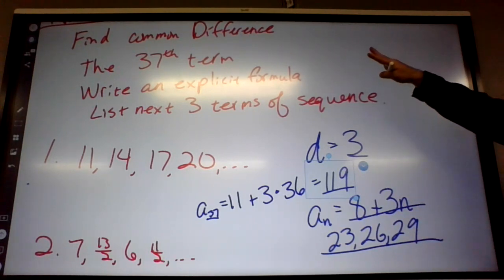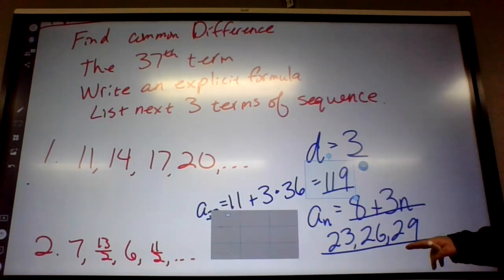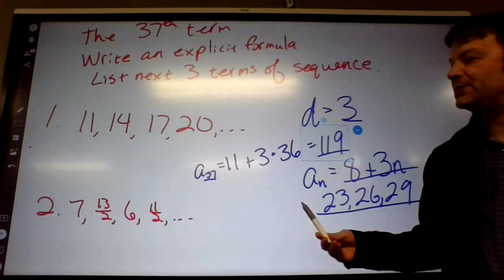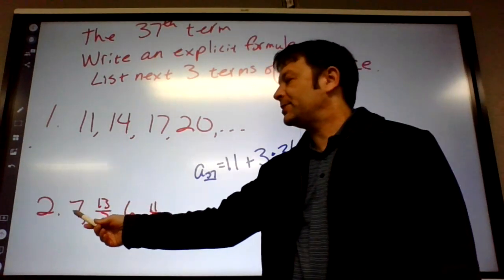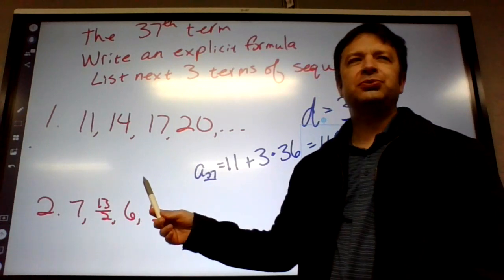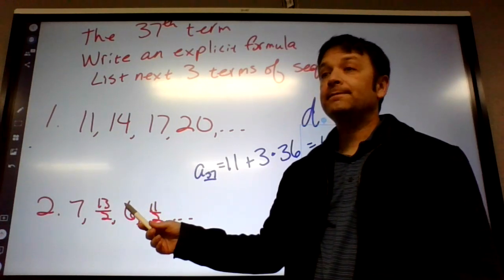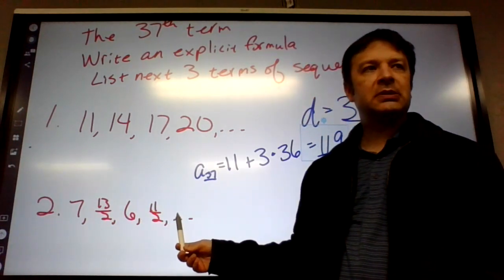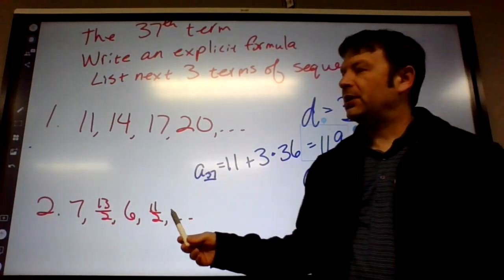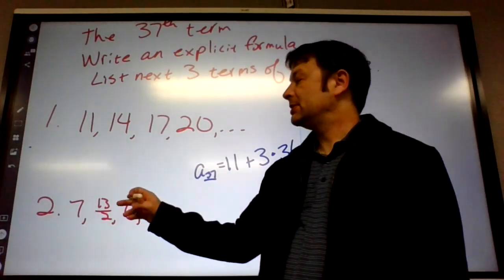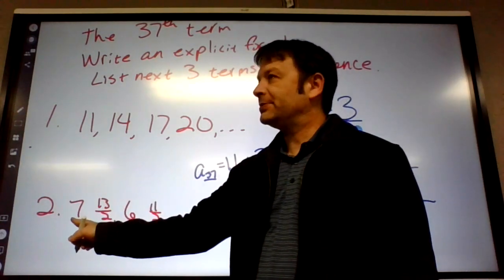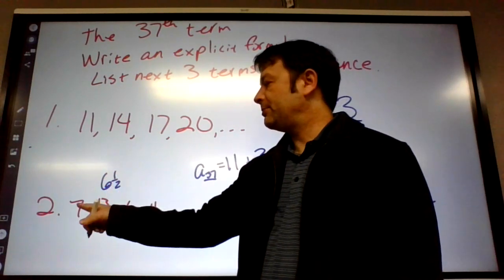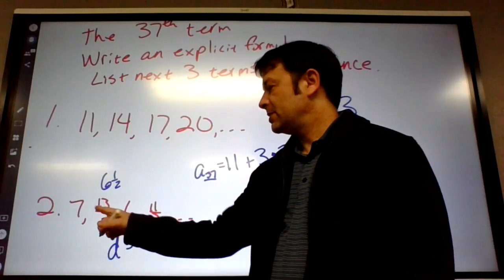All right, same 4 questions on number 2. We know this is, well, actually, if this is an arithmetic sequence, how do I find the common difference? How do I find the common difference on number 2? No, that would be a geometric sequence. You just do this minus that. 13 over 2 is just 6.5. So the common difference is negative a half.